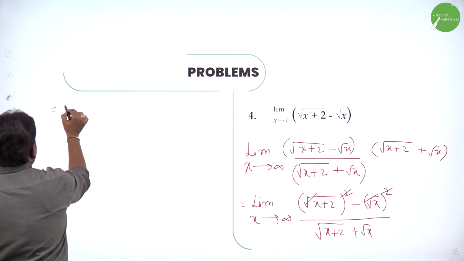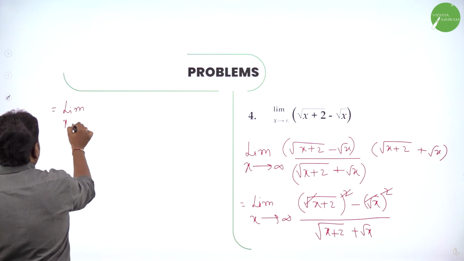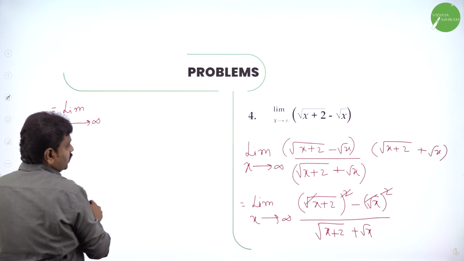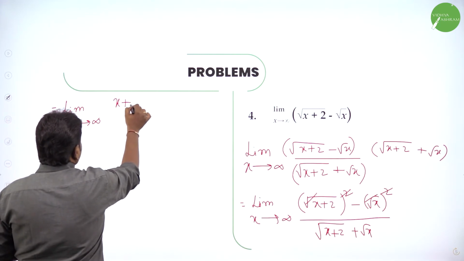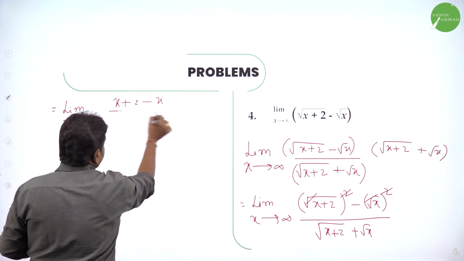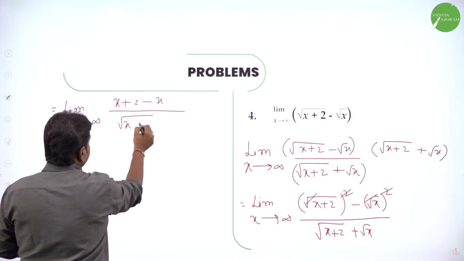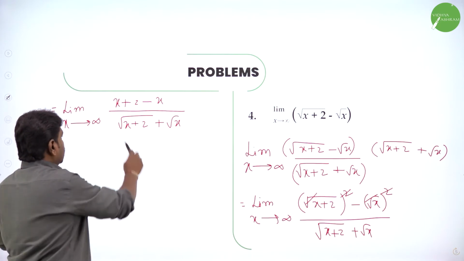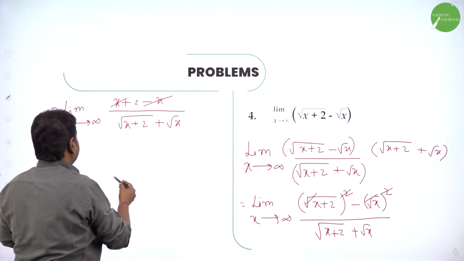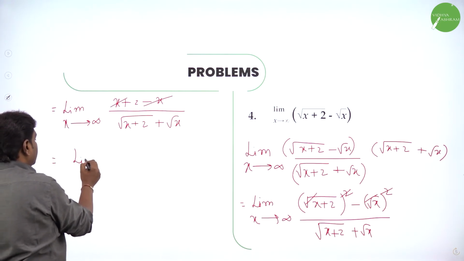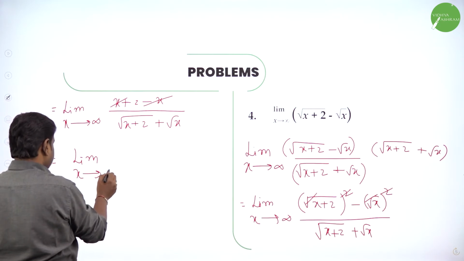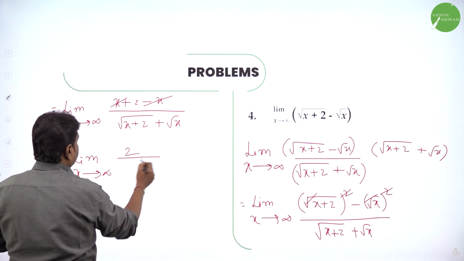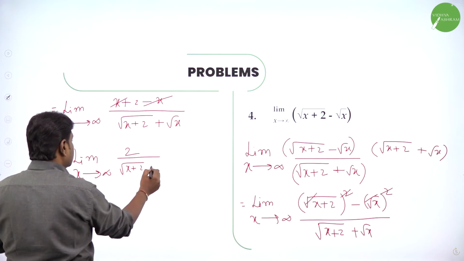So apply the limit. The limit as x extends to infinity, the numerator is x plus 2 minus x, divided by root of x plus 2 plus root x. Again, if you observe, these two are equal and opposite, so you can cancel. Now we are left with the limit as x extends to infinity of 2 divided by root of x plus 2 plus root x.